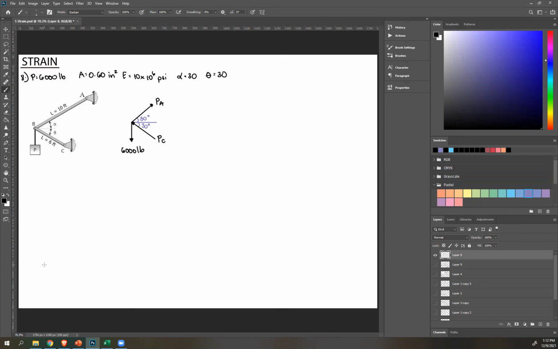That's correct, John. Yes, it's that way. Okay, so this is my free body diagram now. Next step, equilibrium equations. So let's start here.